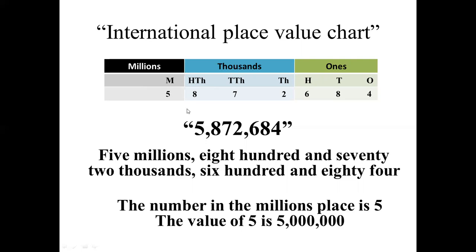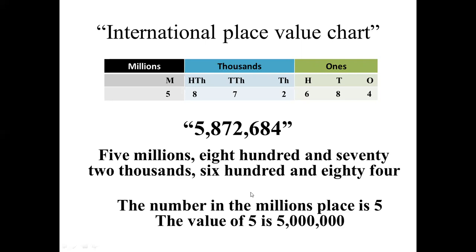Again, the standard form is written in front of you, having 2 commas. Make sure that in the international place value chart, after the first digit, we have 1 comma, then we have 3 digits, and again, after the comma, we have 3 digits. Now, how will you read this number? It will be read as 5,872,684.